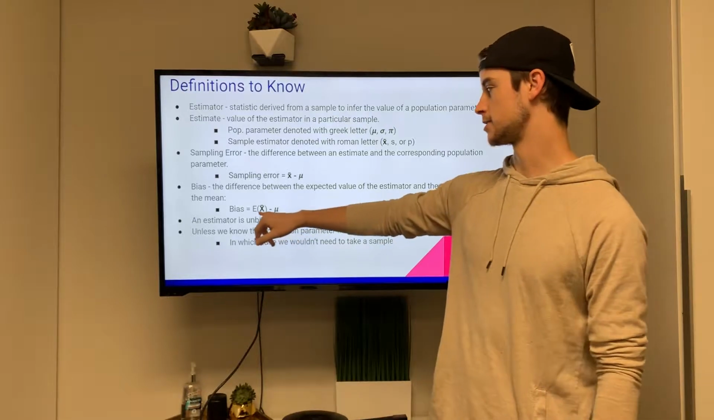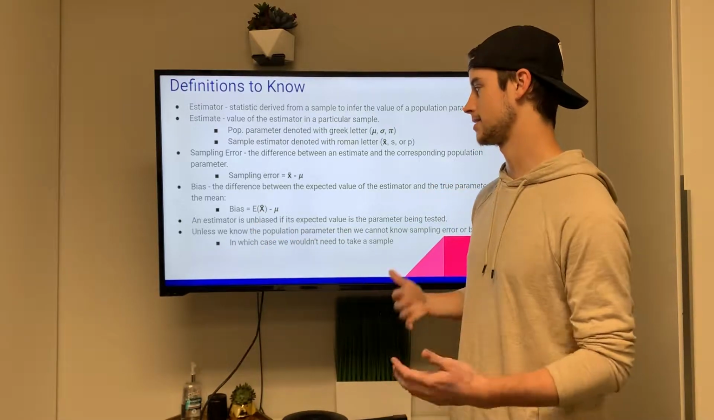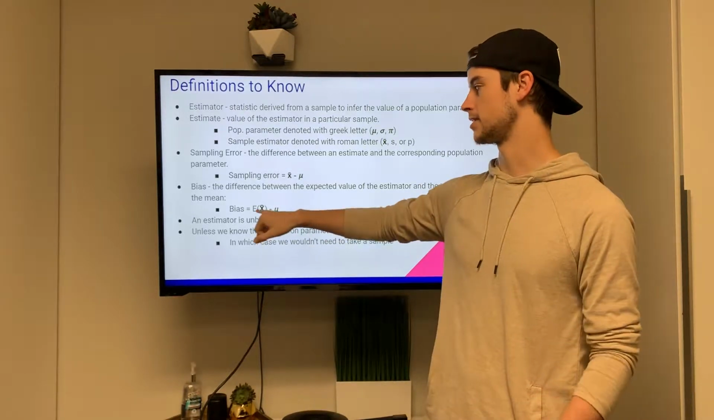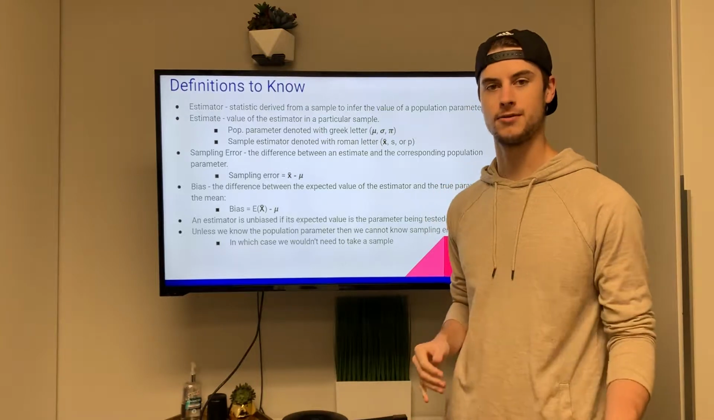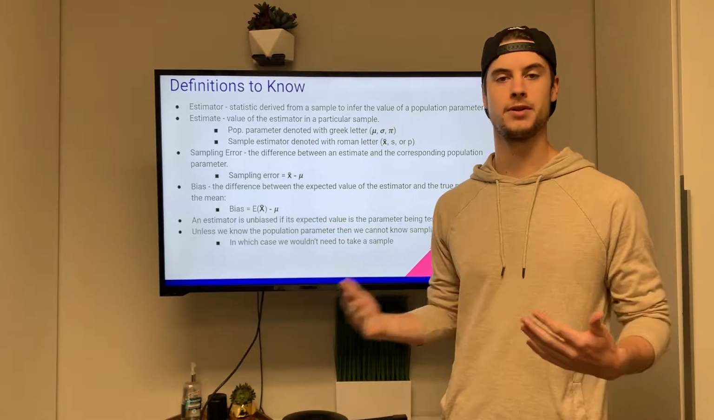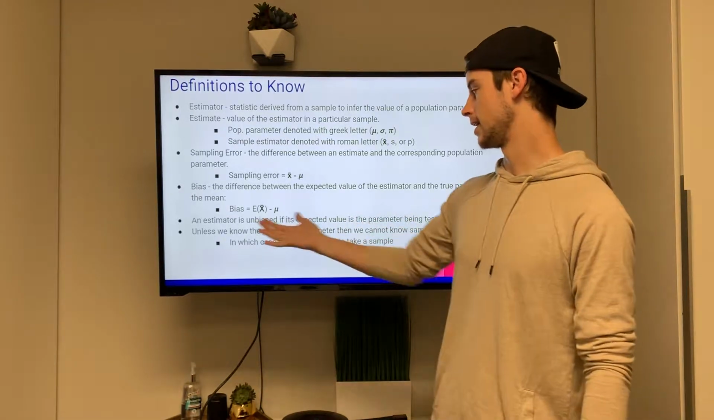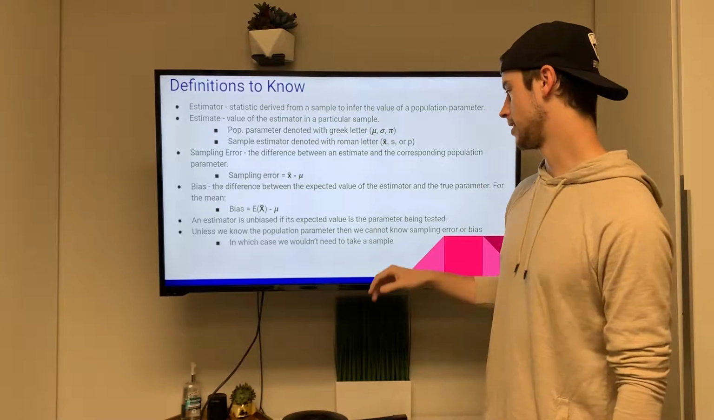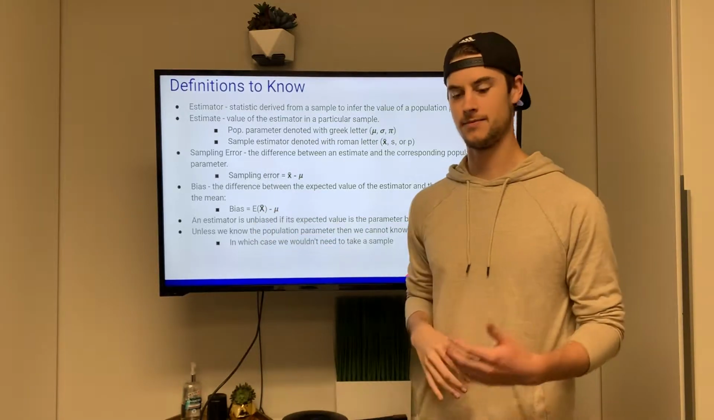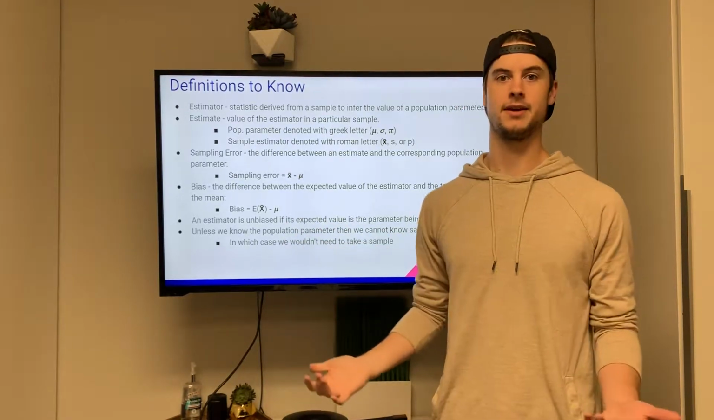And again, this is just the expected value of the mean, and then the true parameter. So the expected value of X bar, the expected value of the mean, minus the true mean, the true population mean, the population parameter. An estimator is unbiased if its expected value is the parameter being tested. So if your expected value is the population mean, you're going to have zero bias.